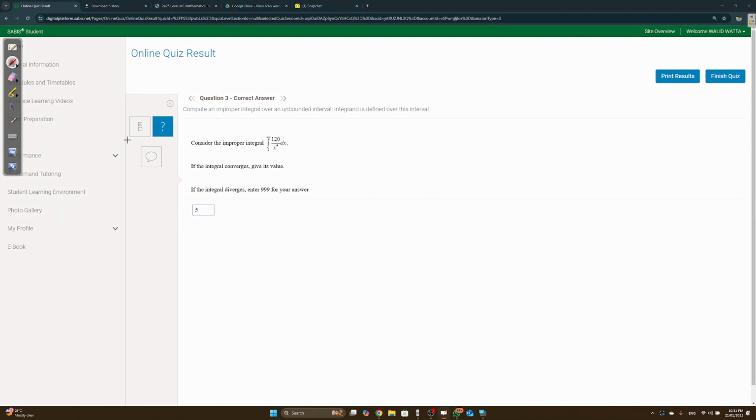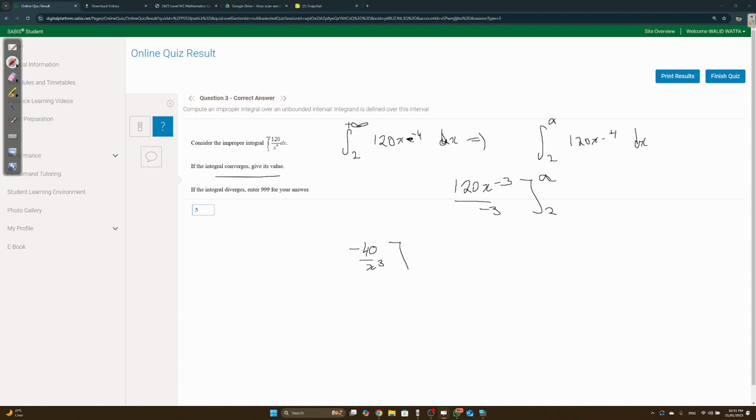Question 3, consider the improper integral from 2 to positive infinity of 120 x to the minus 4 dx. If it converges, give its value. Let's do it fast. What do we do? We change infinity to A, right? Integrate, you're going to get 120 x to the minus 3 over minus 3 from 2 till A, right? So you're going to get -40 over x cubed from 2 till A.